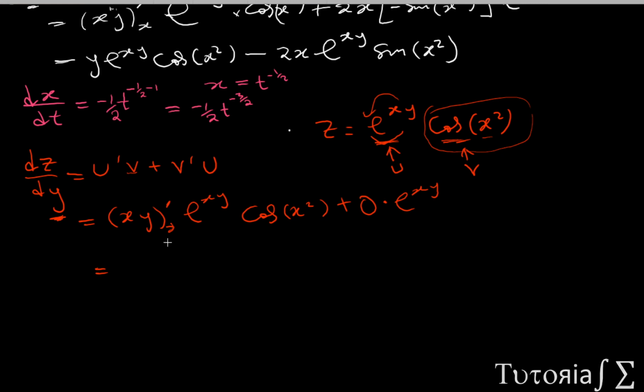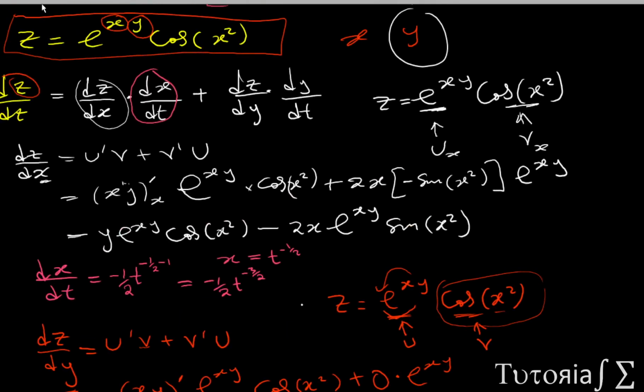So differentiating this with respect to y, we're just concentrating on the y, which will just be x. Then we have e to the xy, then times cos of x squared. Then this times that will be 0, so it's as good as leaving it this way. So now we have found dz with respect to y.